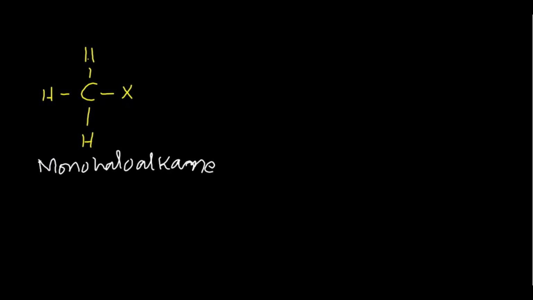Now if there are two halogen atoms, we have a molecule like this, where one halogen atom is present here and another halogen atom is present here. What is the type of this molecule, students? Since there are two halogen atoms, it is a dihaloalkane. Dihalo shows there are two halogen atoms, so this is a dihaloalkane.